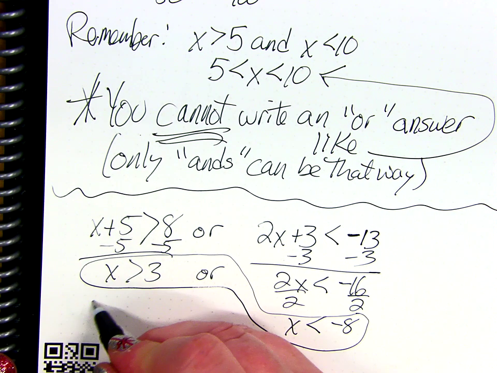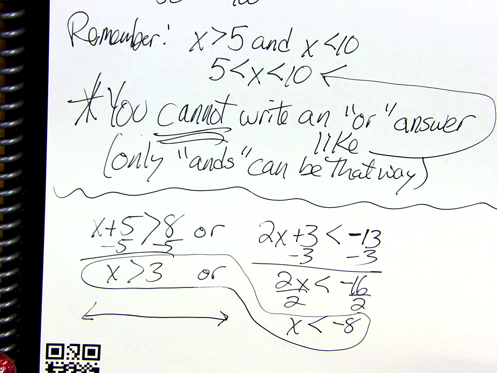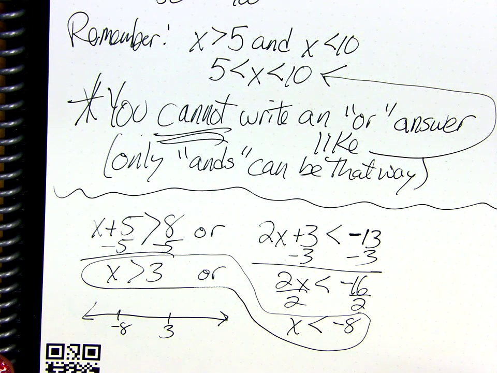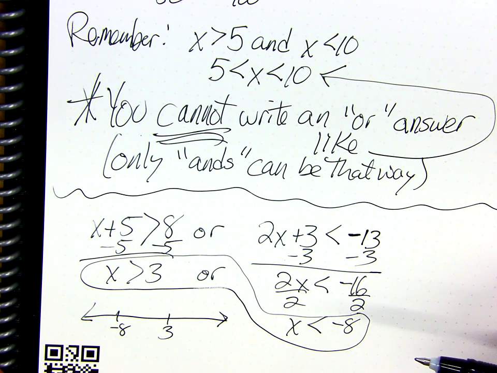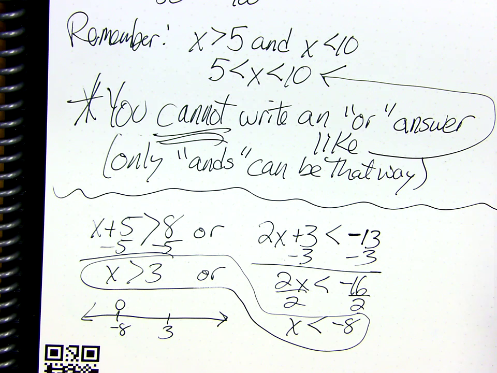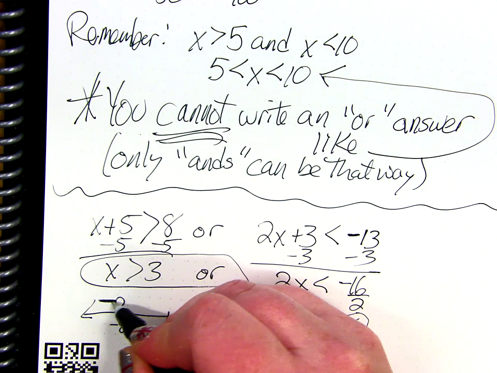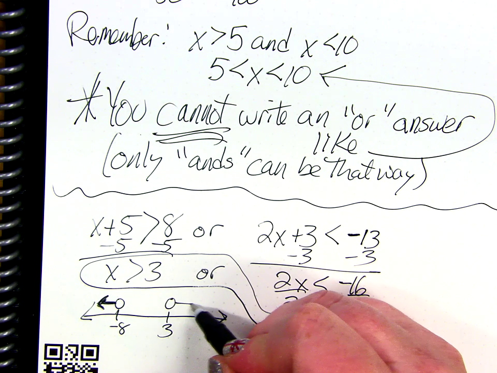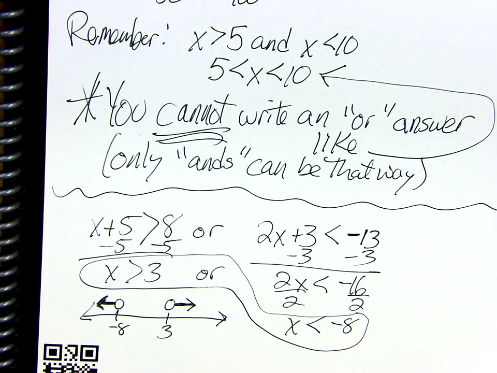Now, how do you graph these? Same way we were doing before. So I need a negative 8, and I need a positive 3. I need what kind of a dot at the negative 8? Open. Open, and I shade to the left. At the 3, open, shade to the right. That's it. So in this case, I have my two numbers, open dots, shaded away from each other.